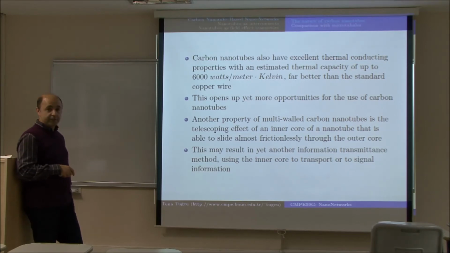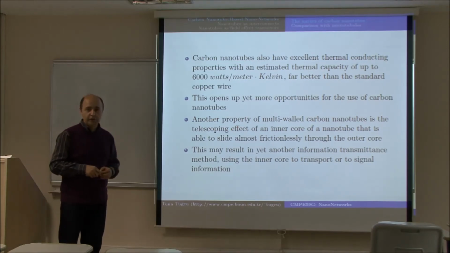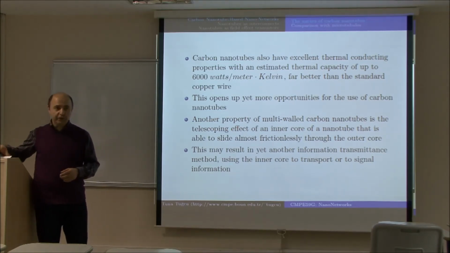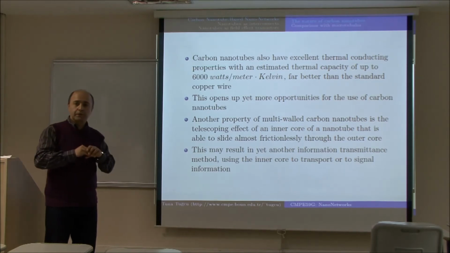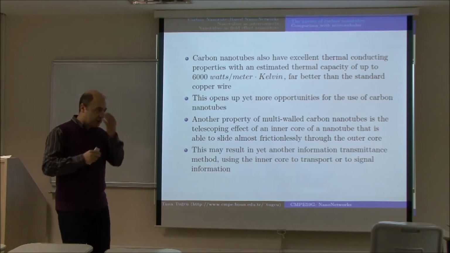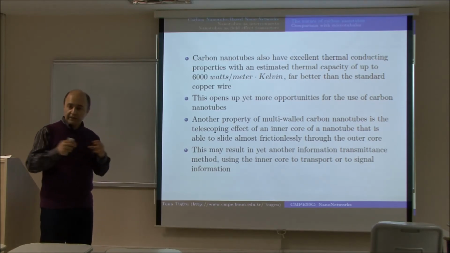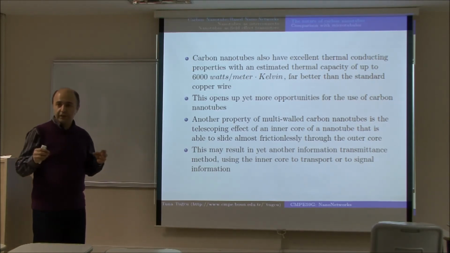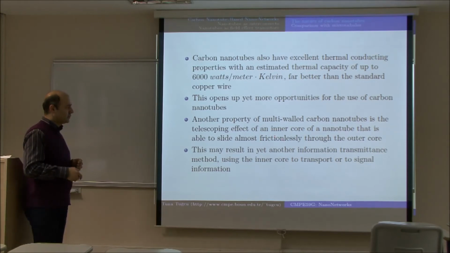Another property of the multiwall carbon nanotubes is the telescopic effect of an inner core of a nanotube inside the other. So if you have two concentric nanotubes, now you can shift one inside the other. And what's good about it is, now if you have two structures, one going in and out of the other in a telescopic manner, typically you have friction, right? This is almost frictionless.